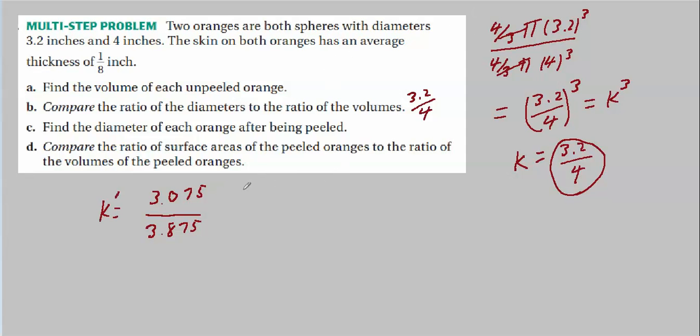And once again, the ratio of the surface areas, that's just k prime squared, or 3.075 over 3.875, quantity squared. And of course, the volumes, well, once again, all you have to do is take k prime cubed.